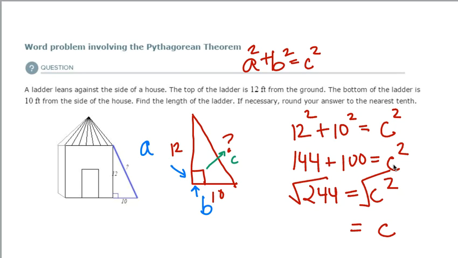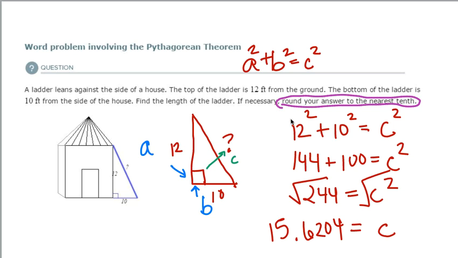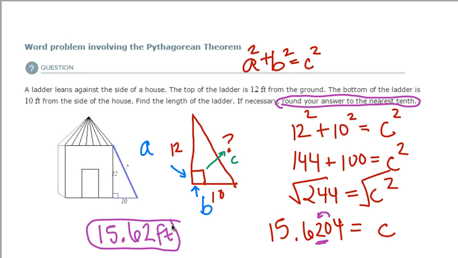Square root of 244 is going to be 15.6204. Now my directions tell me to round to the nearest tenth. So that means this 2 is either going to round up or stay 2. I look to the right. That 0 is going to tell my 2 to stay. So my answer is 15.62 feet. Because we're finding distance, it's not feet squared or cubed, it's just straight feet.